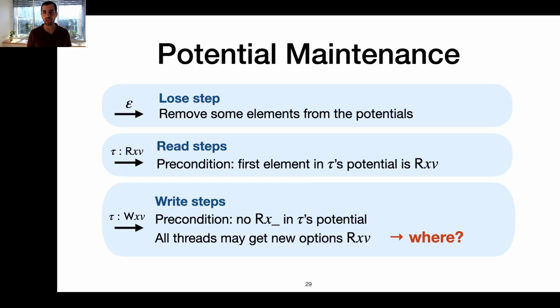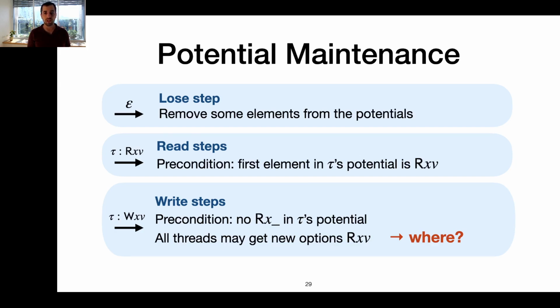How do we maintain the potentials at each step? We have lose steps that allow us to remove arbitrary parts of the potential. Read steps can only be performed if the first element in the potential allows the read. And finally, write steps first require that the writing thread does not have any read options to the same location in its potential, because after writing to variable X, I should not be able to read all values of X. And second, the write step should add entries in the potentials of the other threads. This allows them to read from the new write.